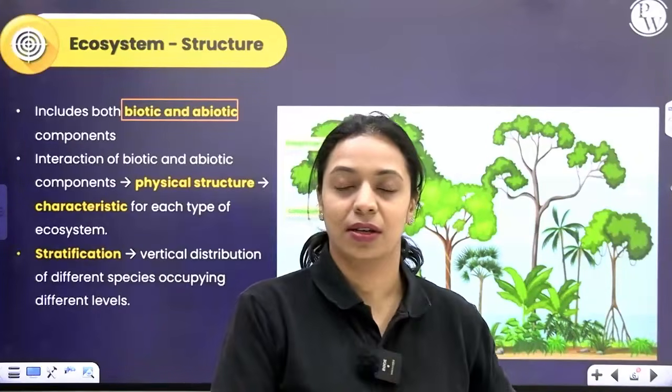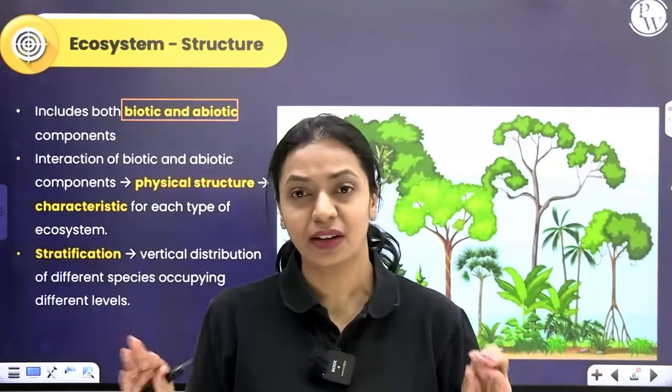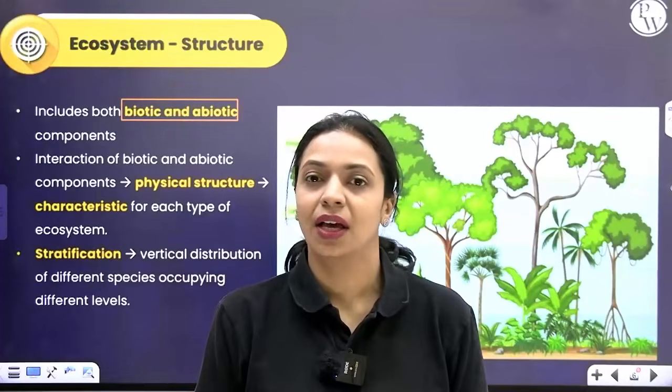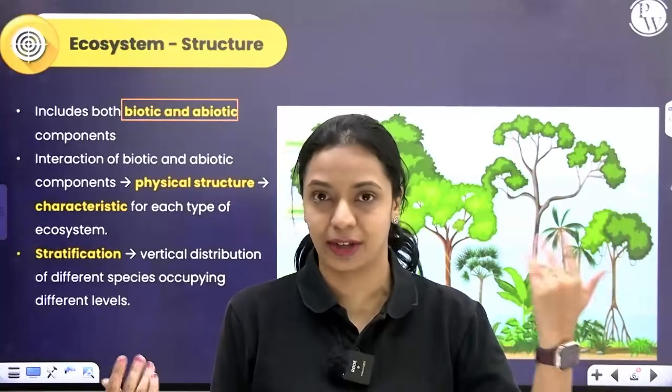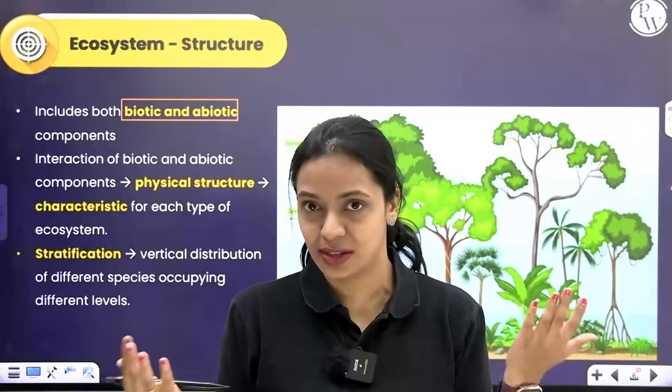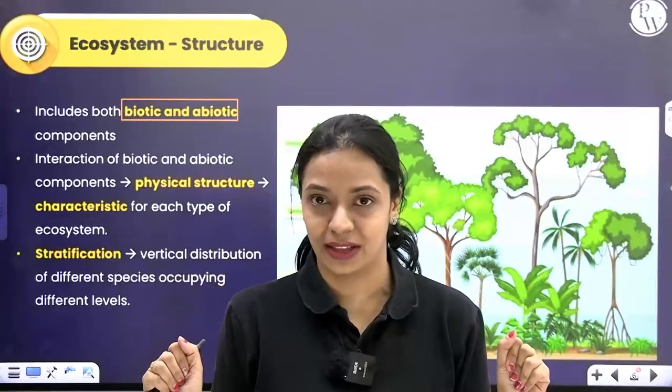Desert is an ecosystem and tropical rainforest is an ecosystem. Both of these are two different kinds of ecosystems. Now, what differentiates a desert from a tropical rainforest, let's say? What differentiates these two types of ecosystems? Firstly, the kind of species that you find there.